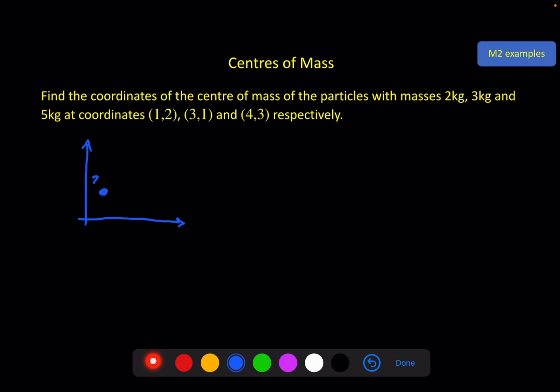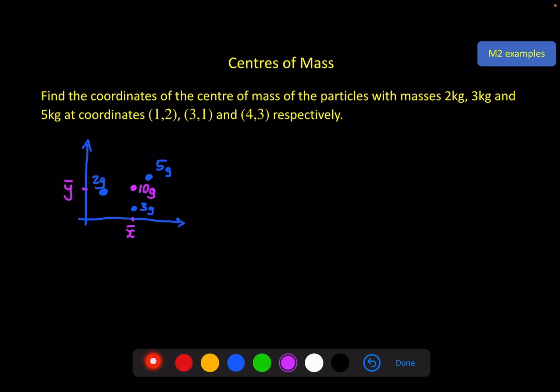This is the 2g weight. 3, 1 somewhere down here. This is the 3g weight. And 4, 3 is maybe over here somewhere. And that is the 5g weight. And we're trying to find a point that's maybe around here-ish, which represents all 3 of those in 1. And we know by adding the weights this is 10g. But the question is, where is it? X bar and Y bar.